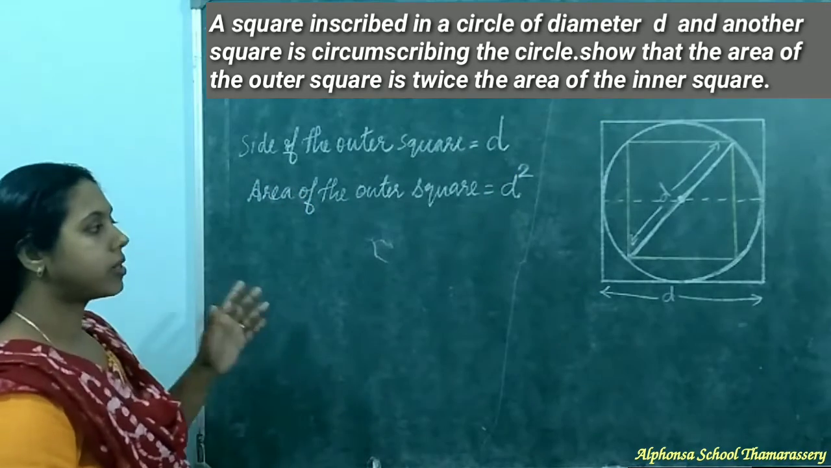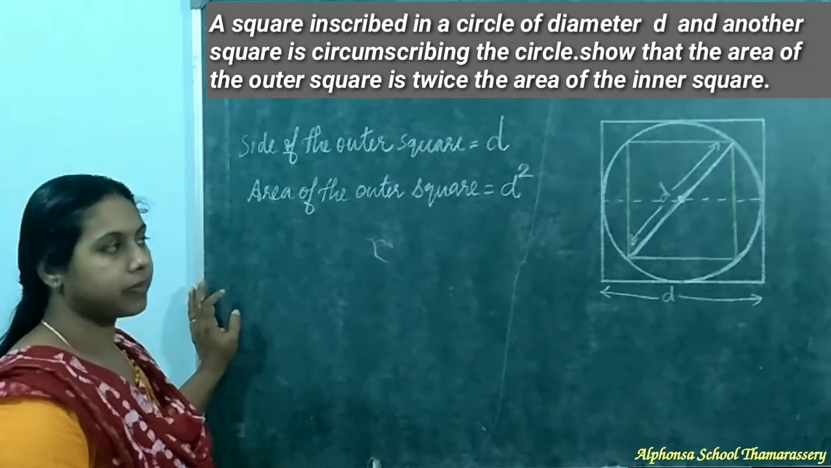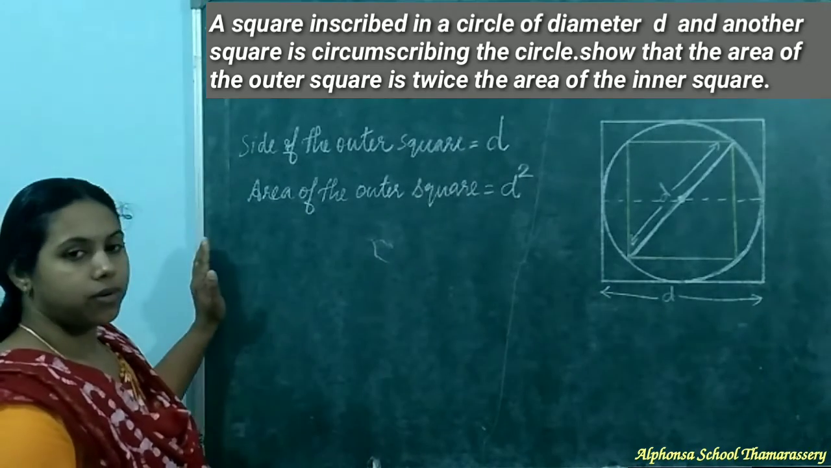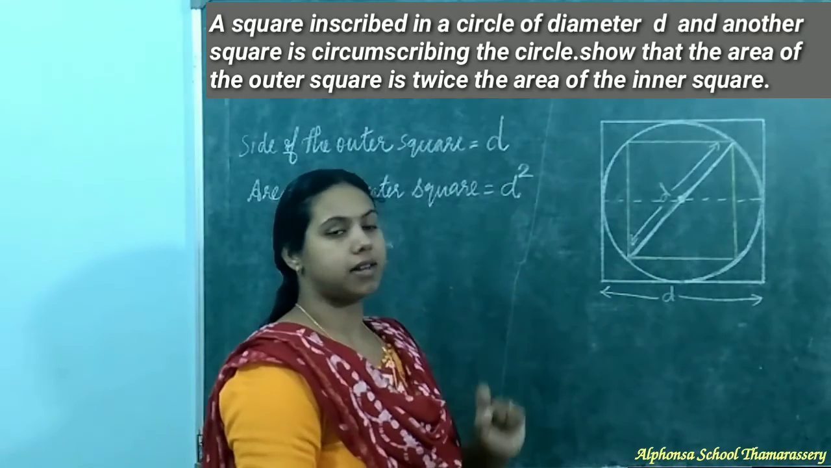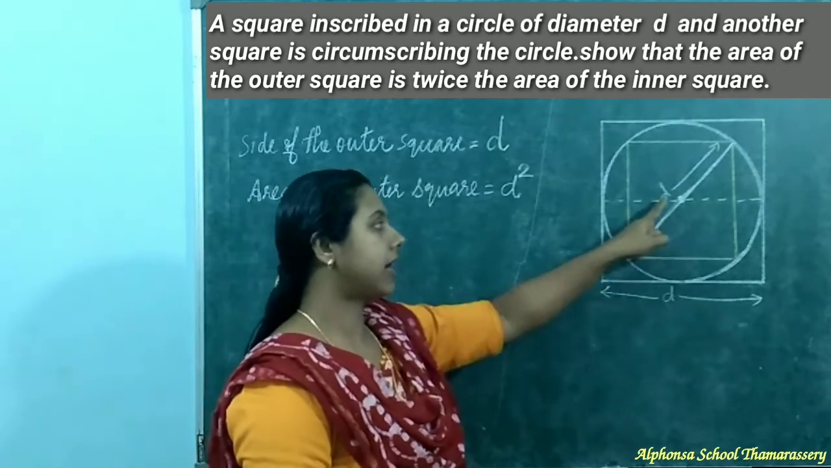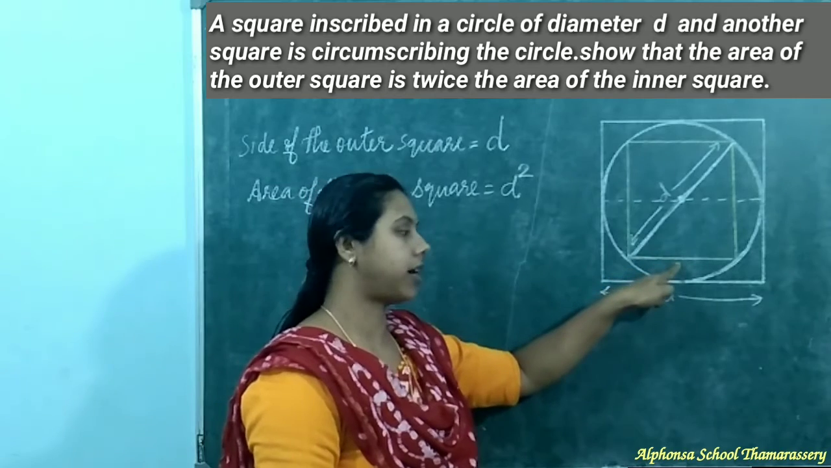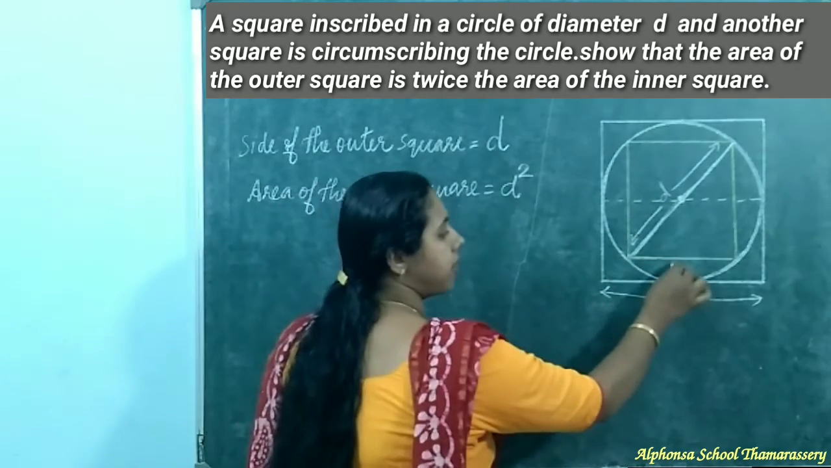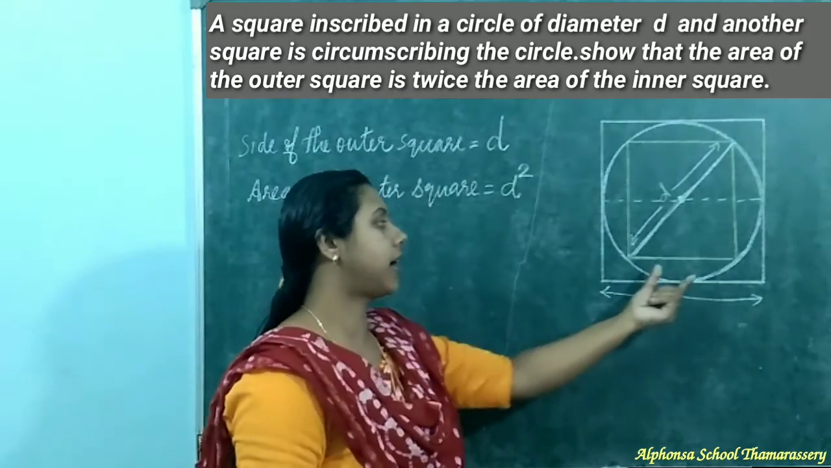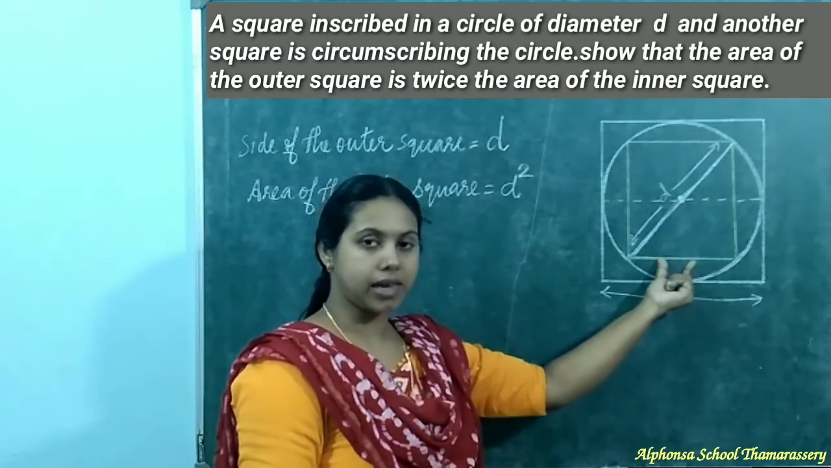Area of the outer square is equal to d square. Now, what will be the side of the inner square? The diagonal we know. Then how can you find out the side of the inner square? Let the side of the inner square be x.